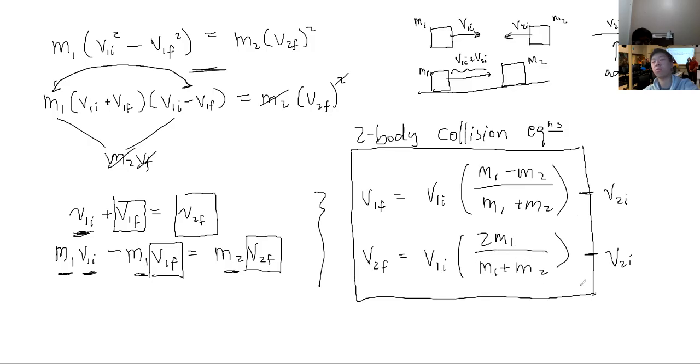But we get V1f is equal to something in terms of the constants. It turns out to be this. And V2f turns out to be something in terms of the constants, which turns out to be V1i times 2 M1 over M1 plus M2. Anything?